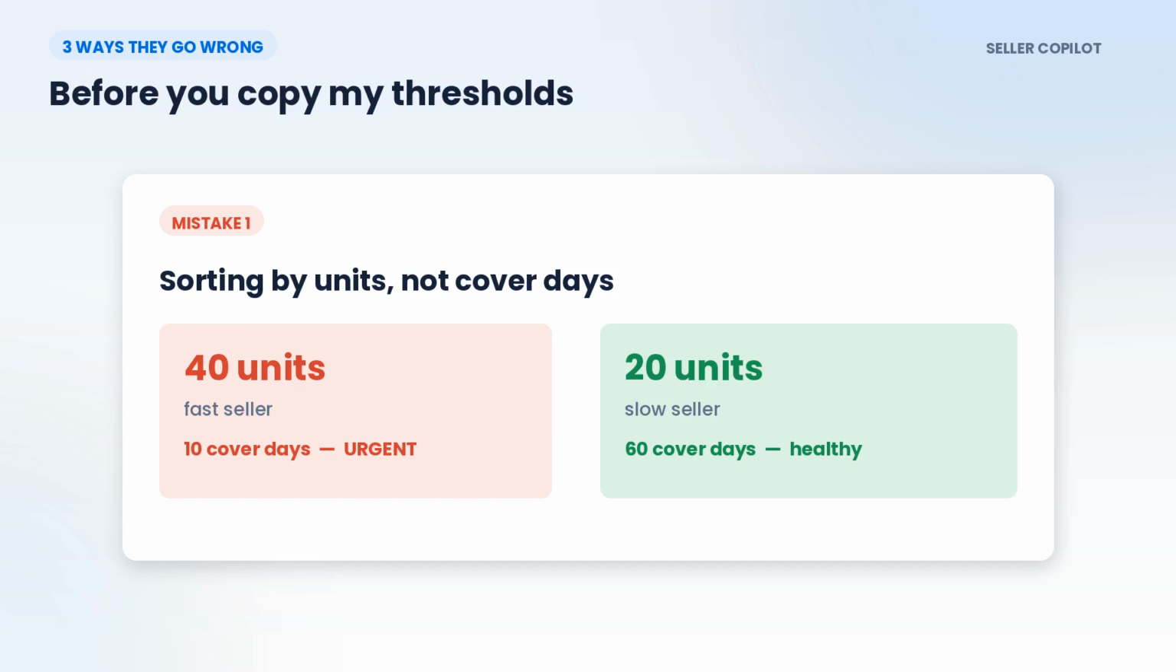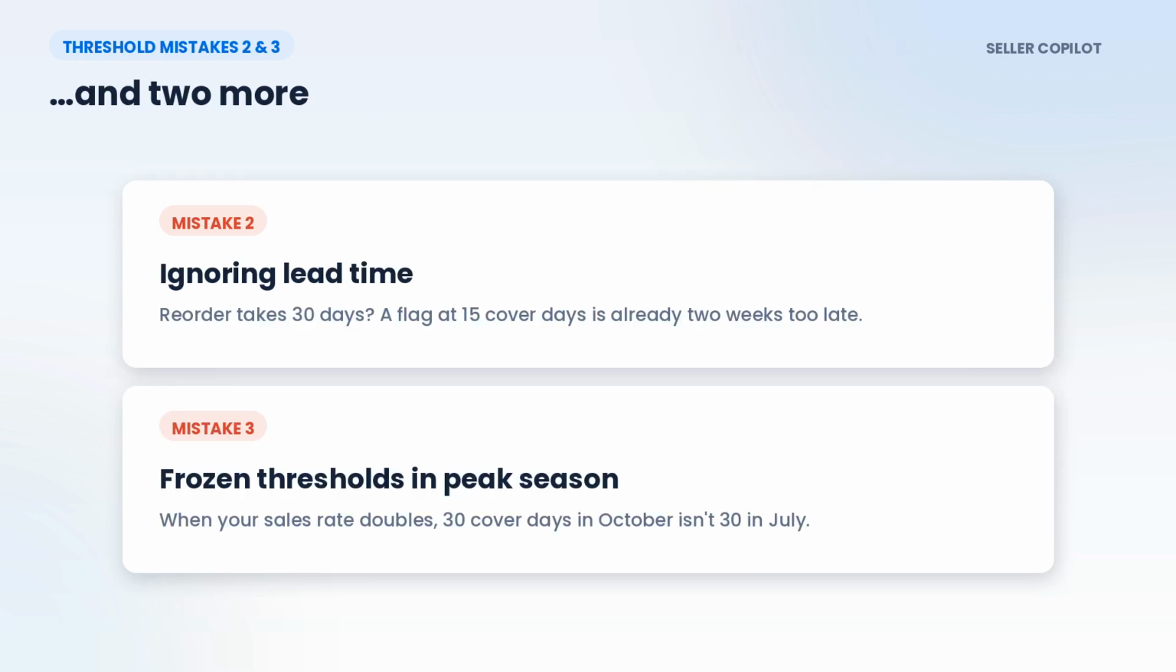Now, before you copy my thresholds, 3 ways people set them wrong, because the numbers I used are not right for everyone. Mistake 1. Sorting by units instead of cover days. 40 units of a fast seller can be far more urgent than 20 units of a slow one. Mistake 2, ignoring lead time. If your reorder takes 30 days to arrive, an urgent flag that only trips at 15 cover days is already 2 weeks too late. Mistake 3, freezing the thresholds through peak season when your sales rate doubles and 30 cover days in October is not 30 cover days in July.